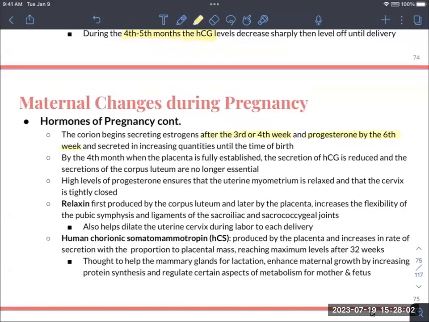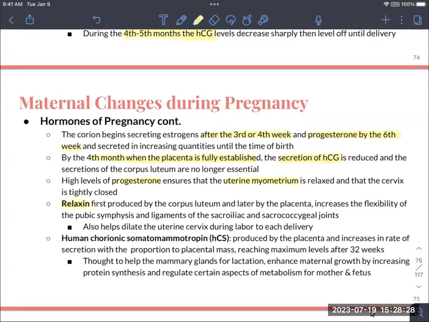And they continue to secrete it. So by that 4th month, when that placenta is developed completely, it secretes out that HCG, but it starts to reduce it. The corpus luteum isn't needed anymore. So those progesterones are making sure that myometrium remains relaxed, that cervix remains closed.